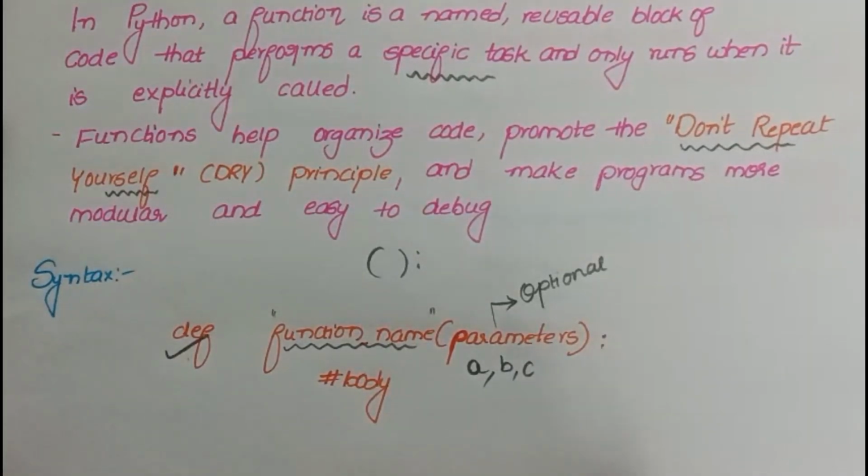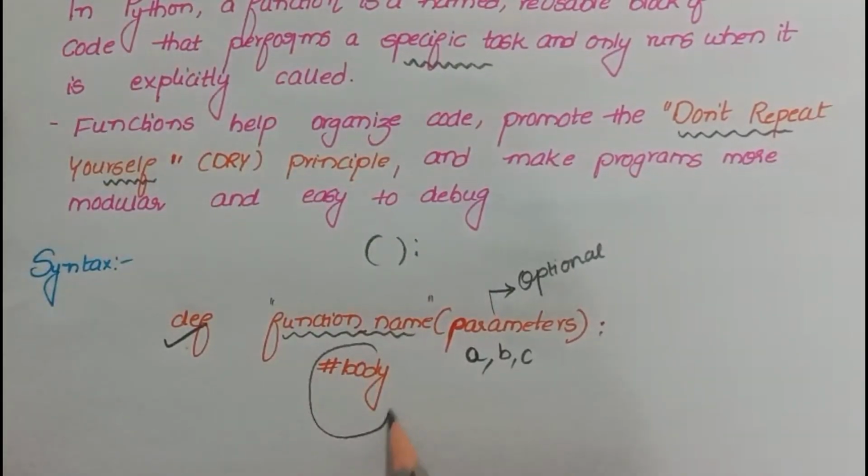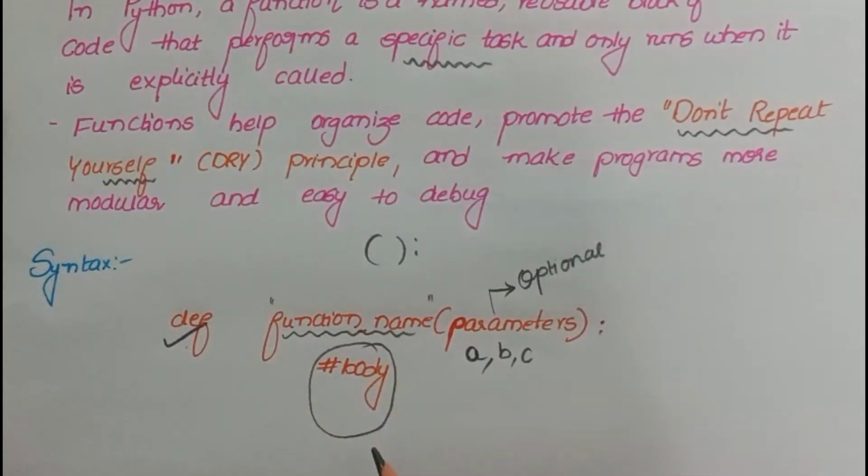Inside the function block, we write the statements that define what the function should do. And one more important thing, the entire body should have the same indentation. If you don't know the purpose of indentation and how indentation is defined in Python, please watch the video on indentation in the same playlist. So every statement which we place inside the function should be equally indented.